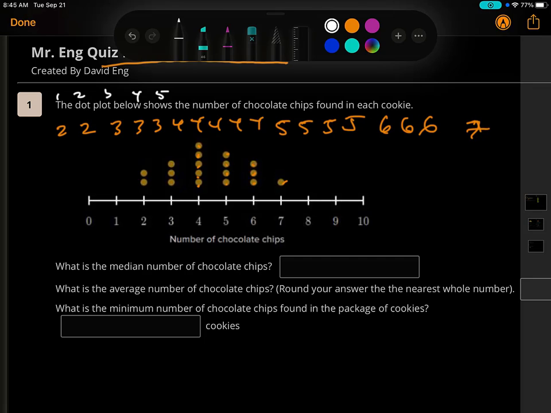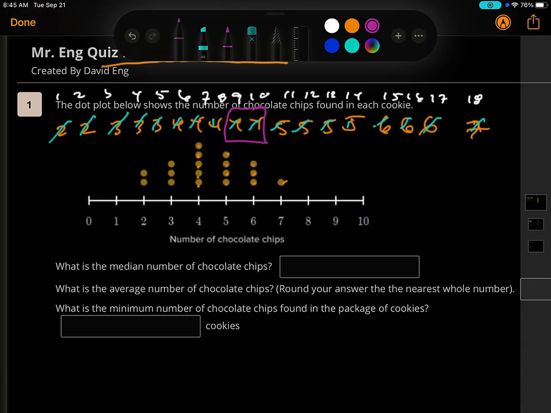1, 2, 3, 4, 5, 6, 7, 8, 9, 10, 11, 12, 13, 14, 15, 16, 17, 18. All right. You could do this cross-off method. 1 here, 1 here, 2 here, 2 here, 3 here. Okay, so it's an even set, and you're going to have to find the average of those two numbers to find the number in the middle, which is 4. So 4 is our median.